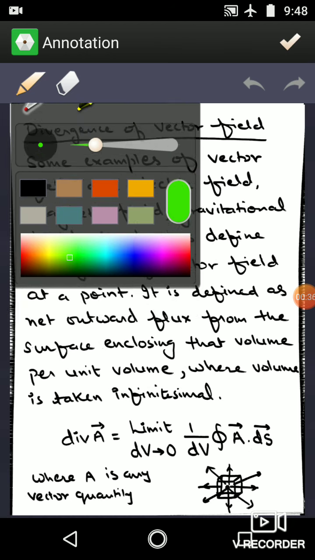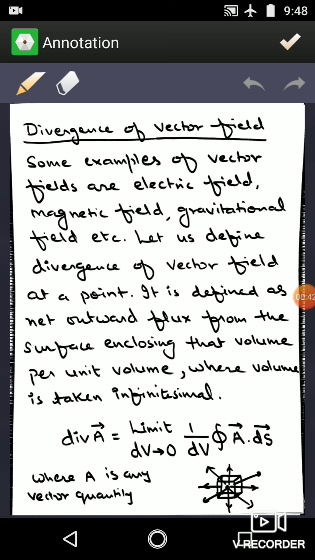First we are going to define divergence of a vector field. Some examples of vector field are electric field, magnetic field, and gravitational field, etc. These fields are called vector fields. Electric field is itself a vector, magnetic field is itself a vector, gravitational field is itself a vector. These are examples of vector fields.